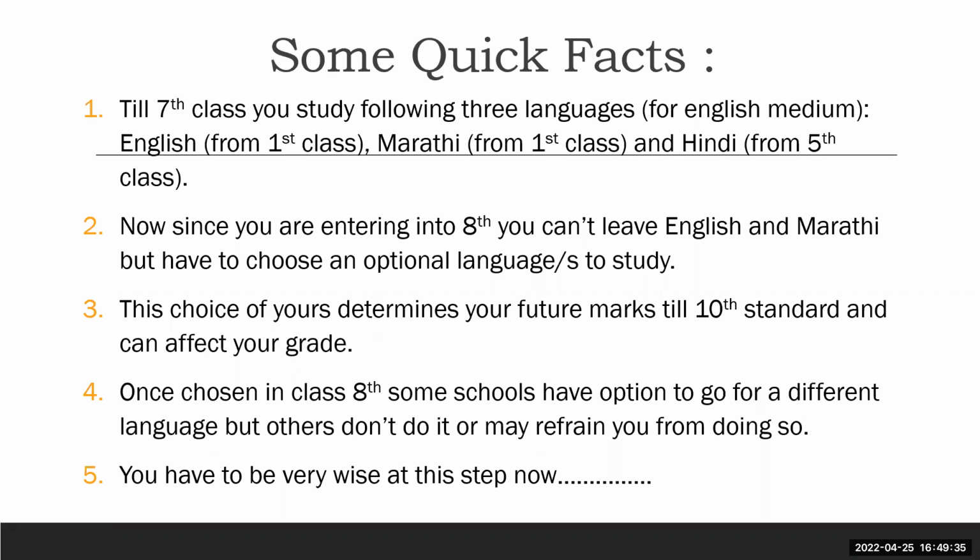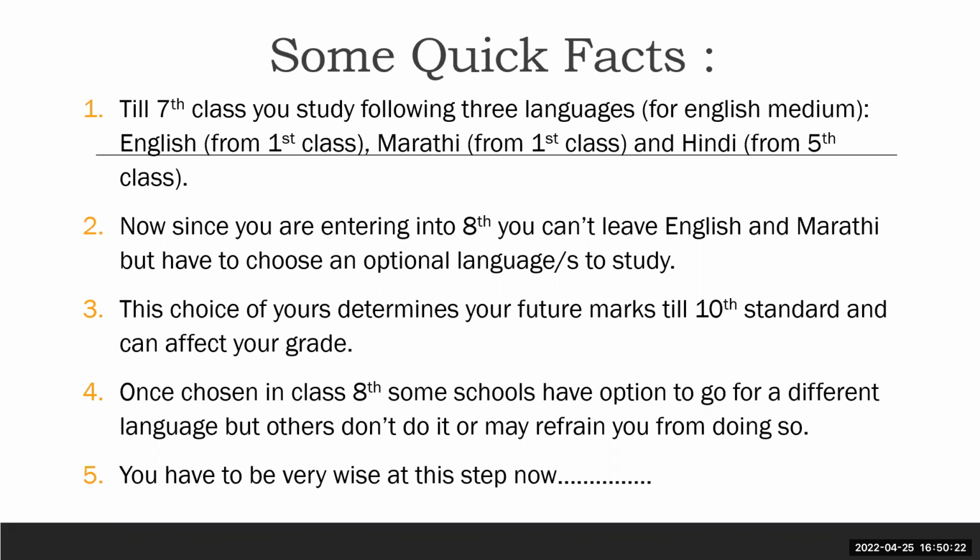Let's get to know some quick facts before we start our video. Till 7th class, we were studying 3 languages. I'm talking only about languages because the 3 things which you will not leave till 10th standard in the Maharashtra State Board are maths, science, and social science. These 3 subjects you have to study ultimately. But for languages till 7th standard, you would study English, Marathi, and Hindi. In other states or in CBSE, the options may be different. So these are the 3 languages which you were studying till now, compulsorily for everyone.